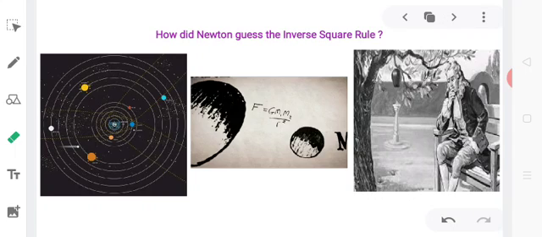Now, a big question arises: how did Newton guess the inverse square rule? Isaac Newton computed in his Philosophiae Naturalis Principia Mathematica the acceleration of a planet moving according to Kepler's first and second law. The direction of the acceleration is towards the Sun. The magnitude of the acceleration is inversely proportional to the square of the planet's distance from the Sun.